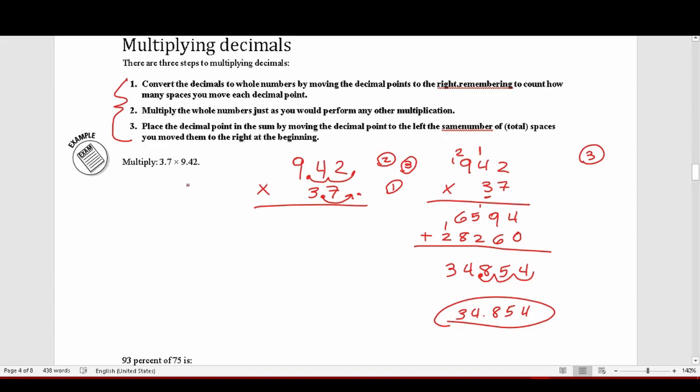Okay, and if you think about it, there's a way you can check this. Imagine if you rounded this to 10 and this to 4. 10 times 4 would be 40. Imagine if you rounded this down to 9. 9 times 3 would be 27. So we know our answer is going to be somewhere between 27 and 40, which it is. So logically speaking, we know our work's correct.